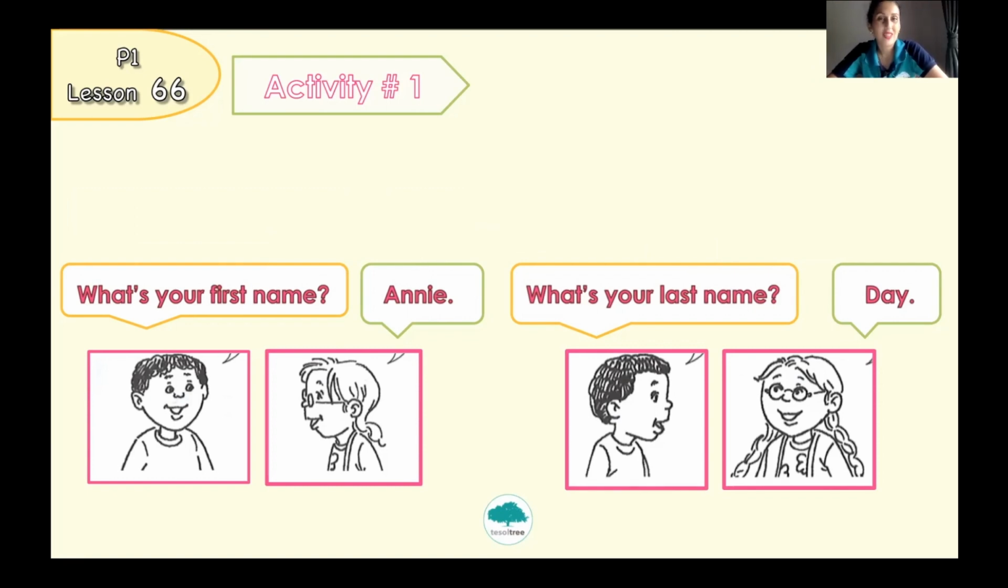Let's read the conversation between them. What's your first name? Annie. What's your last name? Day. Okay, perfect. Now we can see the conversation between them in the correct order.